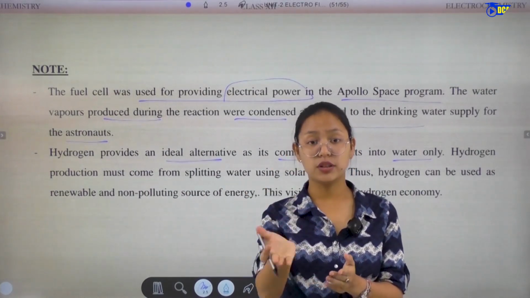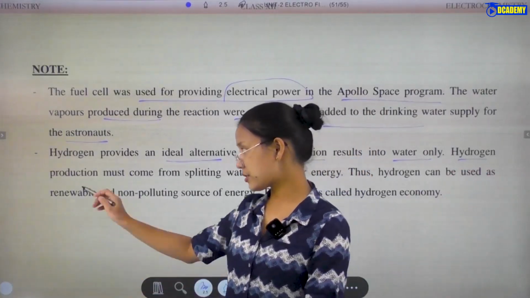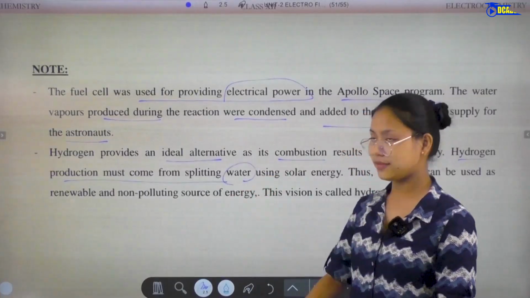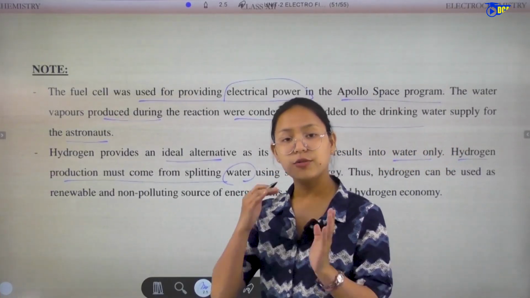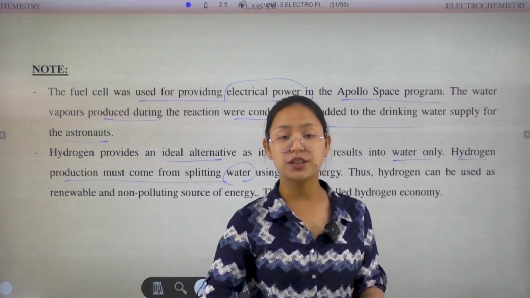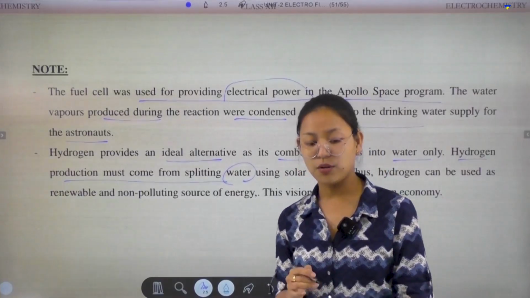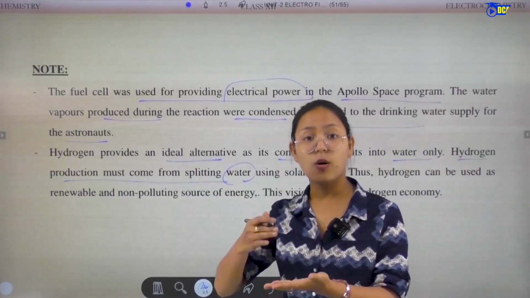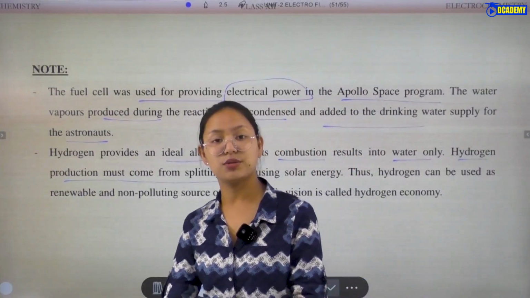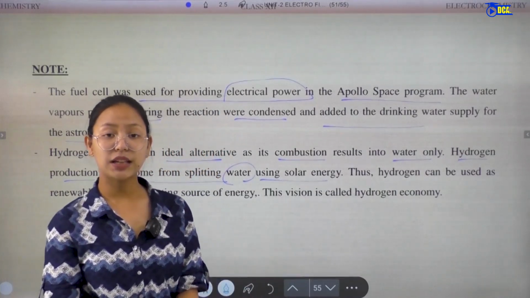Combustion of hydrogen will only produce water. Hydrogen production must come from splitting of water. When water is split or decomposed, it will compulsorily form hydrogen, using solar energy.